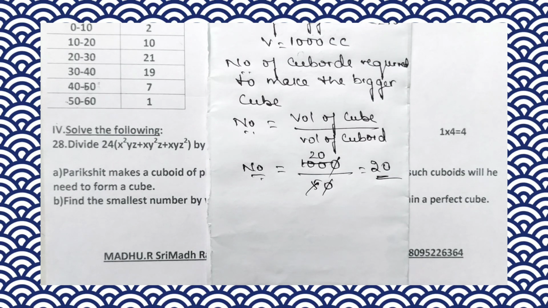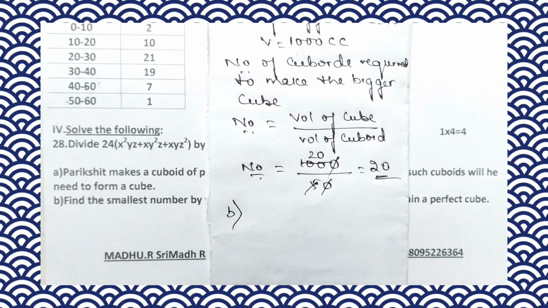So if 20 cuboids are added, we get one big cube having a volume of 1000 cc. So like this we have to answer this question. There is one more question inside this, so let us answer that question also.